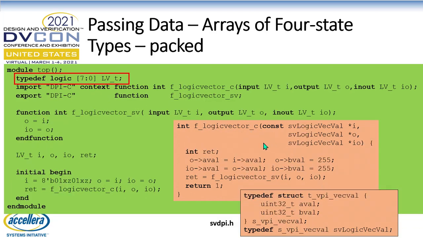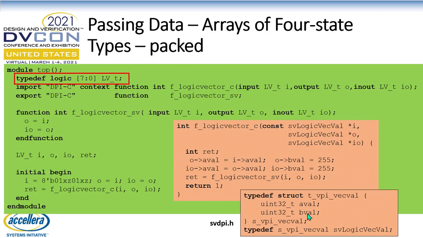What about a 4-state bit vector? So here's a 4-state bit vector. Same code, we initialize, call over to C, and we get SV logic vec val pointers. What's an SV logic vec val? Well, that starts to get interesting now. It's a struct. So it's a struct of two 32-bit integers, A val and B val.